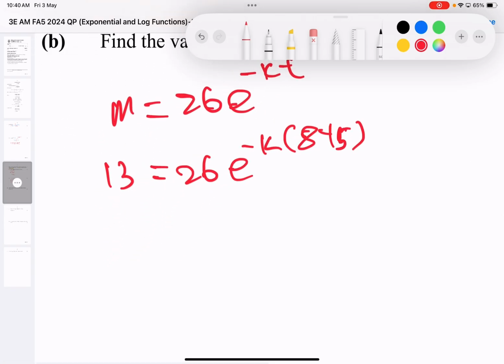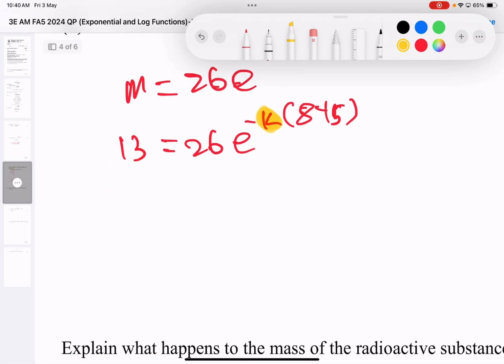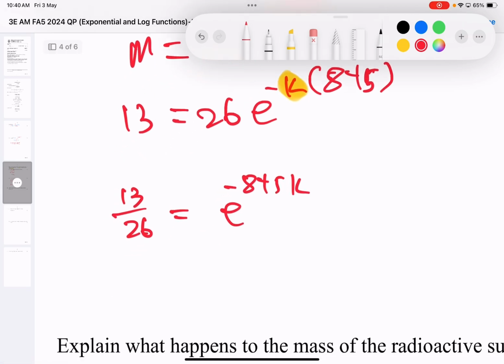This question is very commonly tested. So you must know, whenever you have your variable as the power, you've got to either log both sides or ln both sides. But first, I can divide both sides by 26. I'm going to get 13 over 26 equals e to the power of negative 845k.